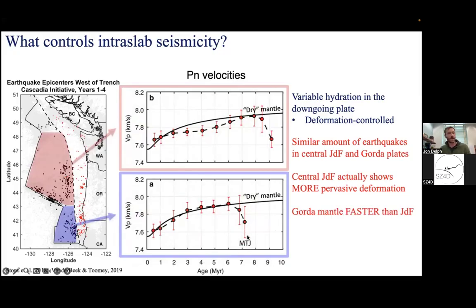Of course, this is a plate boundary. We expect this to be more altered and more permeable, allowing for fluids. But that's not the majority of the Gorda segment. But when we look at the central Juan de Fuca plate, we see a pretty big deviation from what we'd predict for dry mantle versus our observations, telling us that this should be more hydrated than what's subducting in the southern portion of Cascadia, where we have the most intraslab seismicity.